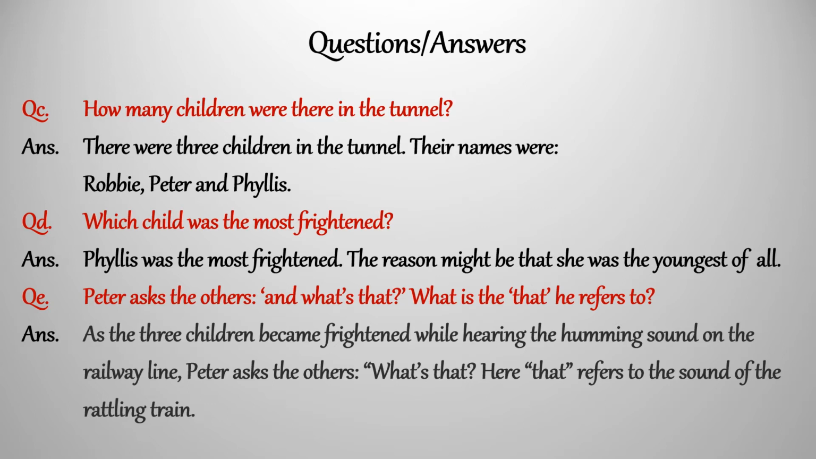Question E. Peter asks the others, "What's that?" What is the "that" he refers to? Answer. As the 3 children became frightened while hearing the humming sound on the railway line, Peter asks the others, "What's that?" Here, the word "that" refers to the sound of the rattling train.